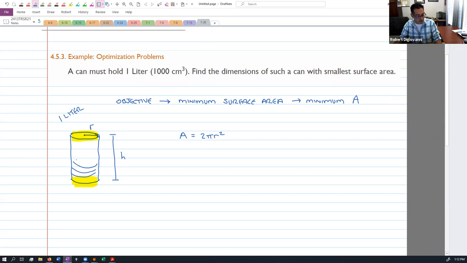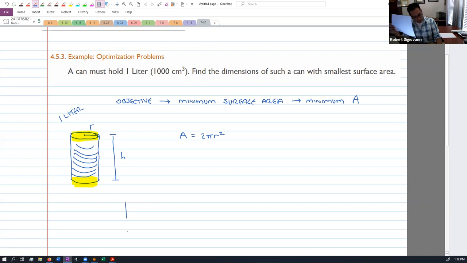Here's a way that we can visualize this. Let me get a piece of paper. If we were to have our can like this, we already accounted for the top of it and the bottom of it. So to figure out the area around it, we can just imagine cutting the can open and laying it flat like this. And if we lay it flat, we have a rectangle.